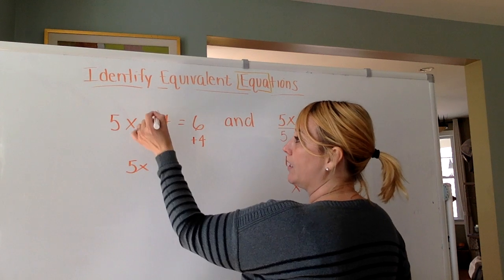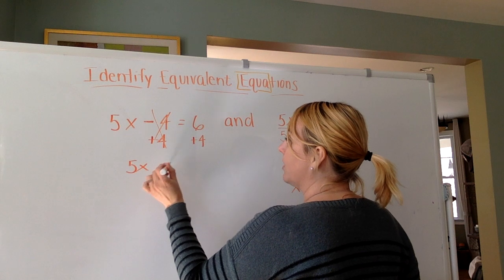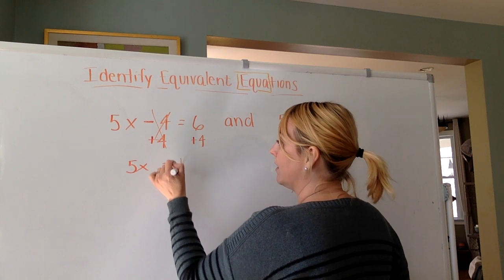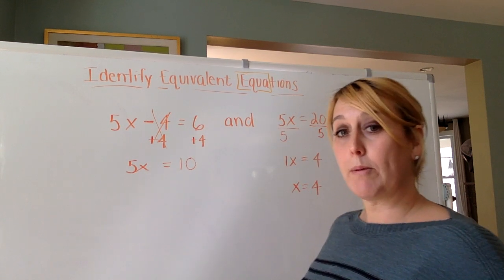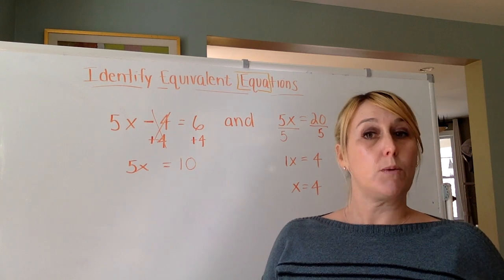I got rid of these, right? These canceled each other out. Negative 4 plus 4. And then I have equals, what, 6 plus 4 equals 10. So you probably are noticing I'm writing every step out. And that's what I expect you to do.